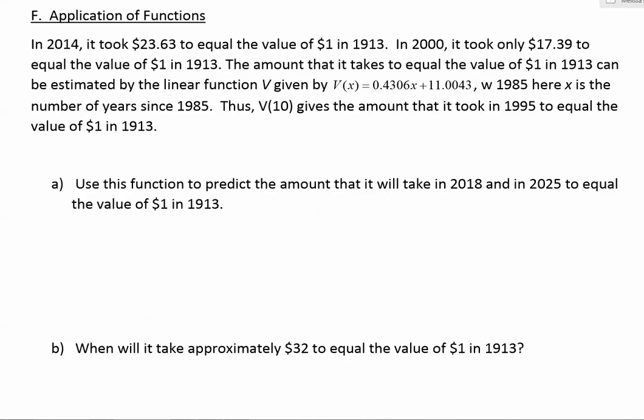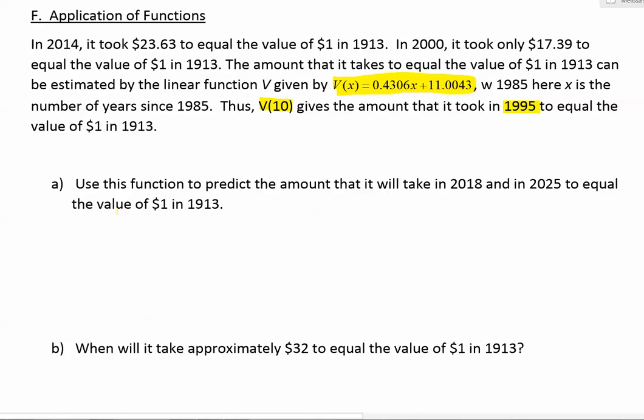The amount that it takes to equal the value of $1 in 1913 can be estimated by the linear function v, given by v of x is equal to 0.4306x plus 11.0043, where x is the number of years since 1985. Thus, v of 10 gives the amount that it took in 1995 to equal the value of $1 in 1913.